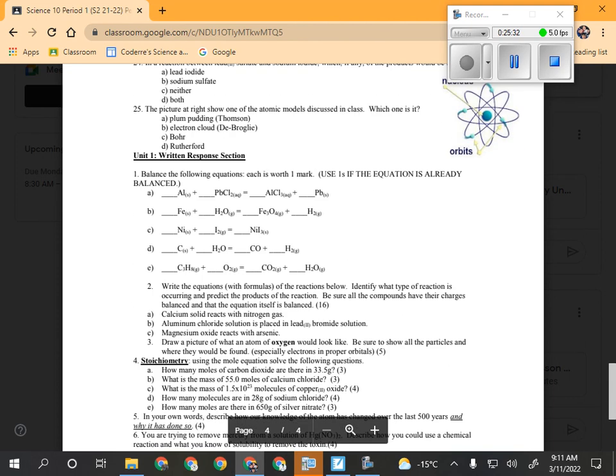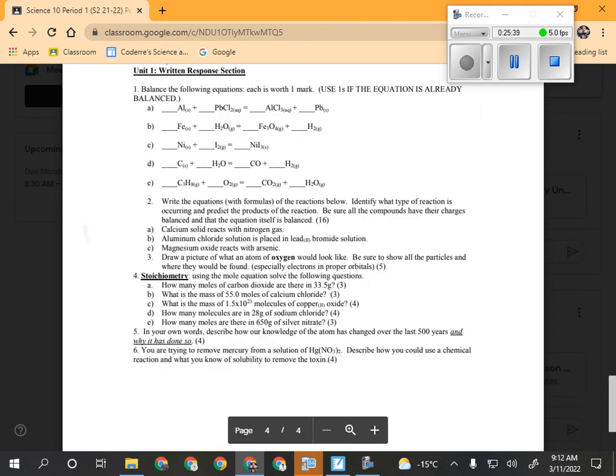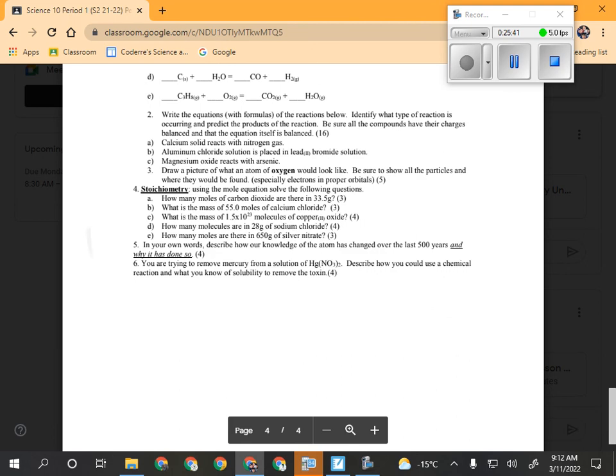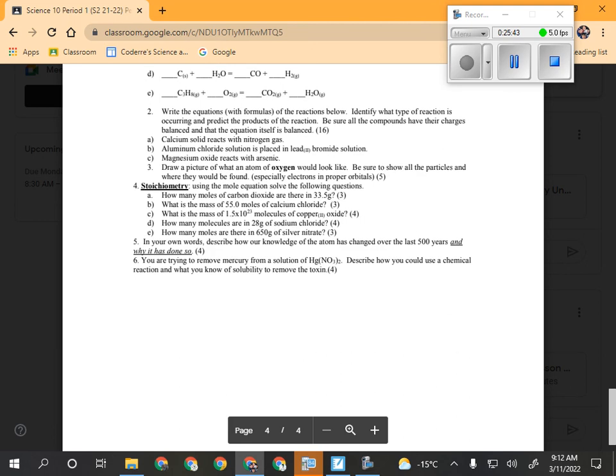And then there's some practice written response questions, and it goes just like your test. There are some balancing questions, some predict the products questions, some mole equation questions, and a draw a picture of an atom question. I don't have anything like that on this test, but okay. And then question number 6 is an old wheat from the chaff kind of question. So it gives you an idea of what's going to be on there, how I'm going to word it, and maybe how long it might take you.